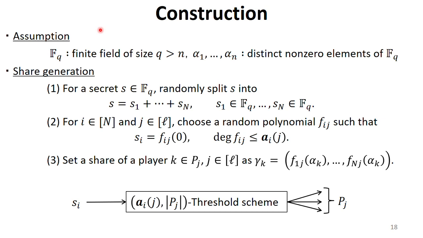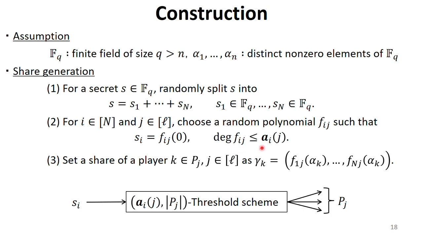Now, assume that, as in Shamir's scheme, the field size is greater than n, and fix n distinct non-zero elements of F_q. So first, to share a secret s, we randomly split s into n field elements s1 to sn, and next, for each i and j, we choose a random polynomial f_ij such that the value at 0 is equal to s_i, and the degree is at most a_i,j.